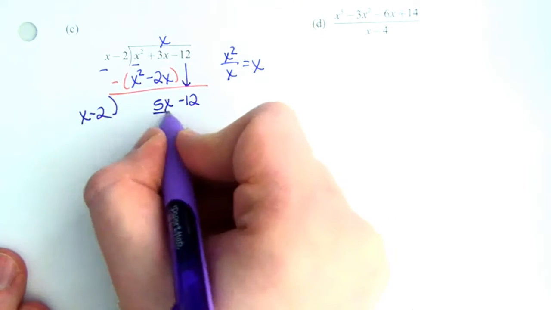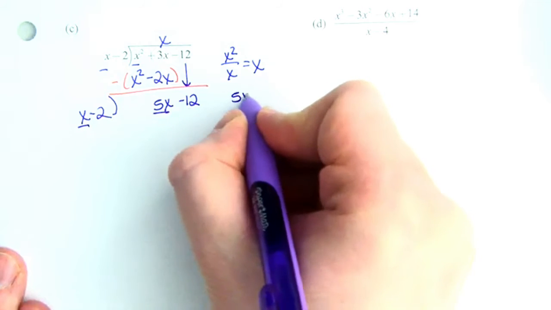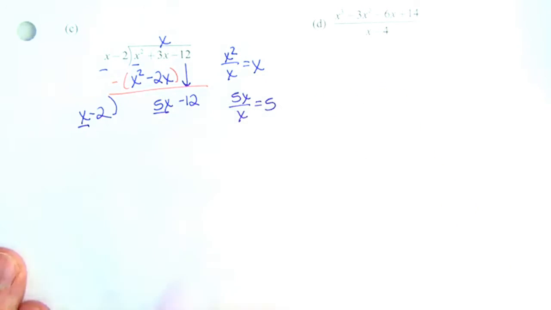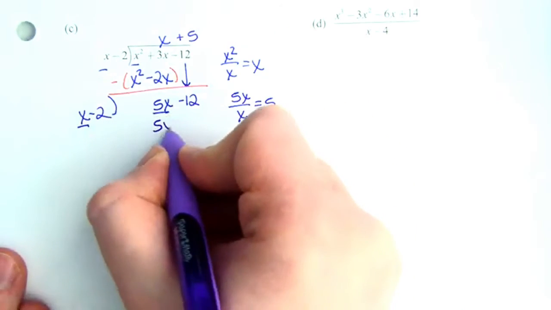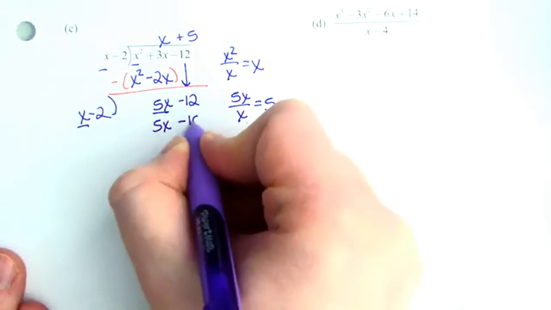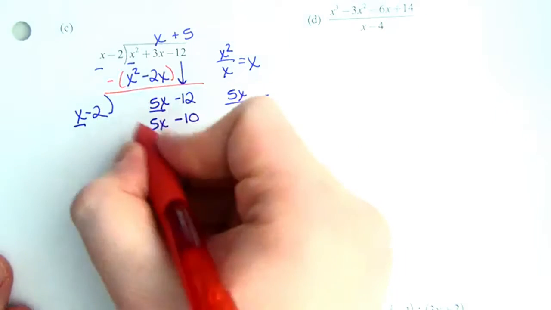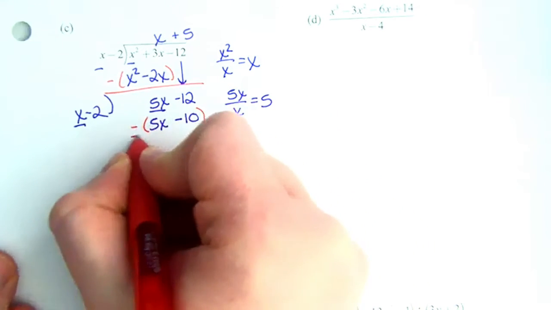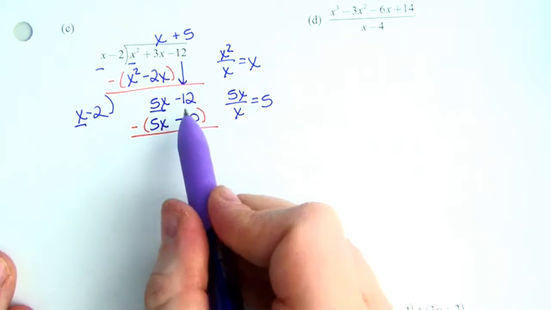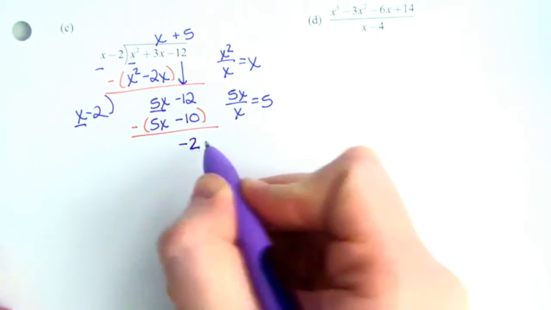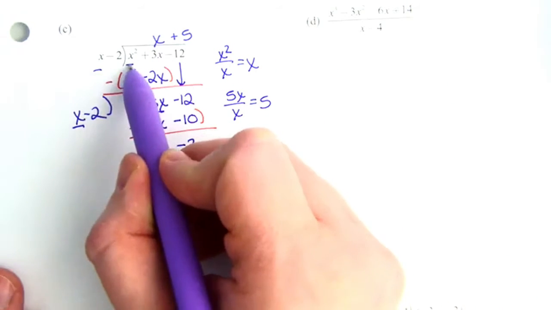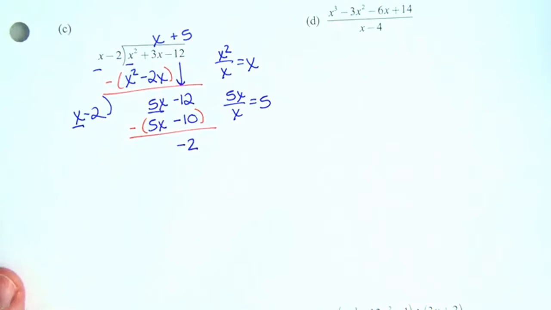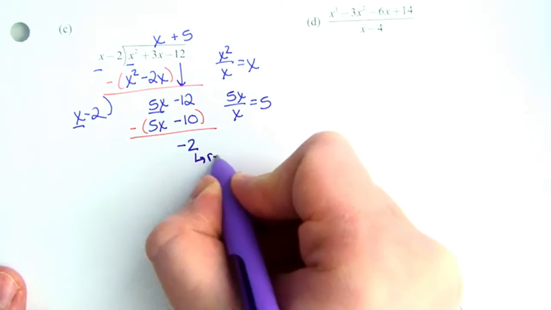I'm now going to divide. 5x divided by x is going to give me 5. I'm going to put a 5 up top. 5 times x, 5x. 5 times minus 2, minus 10. Parentheses. Subtract. Uh-oh. You should be left with a negative 2. It didn't divide in evenly. If you multiply x plus 5 times x minus 2, no, you're not quite going to get that thing over there. This minus 2 is a remainder.